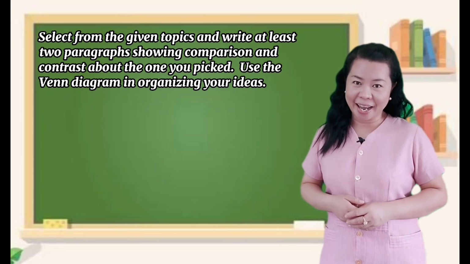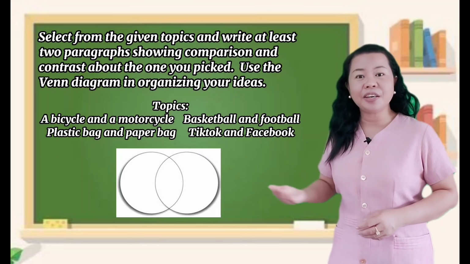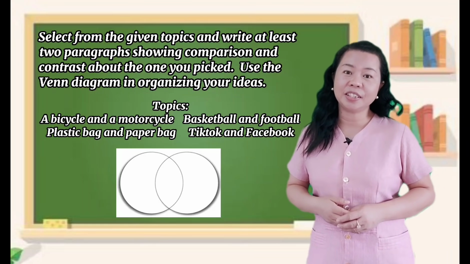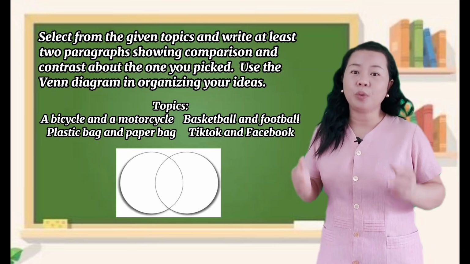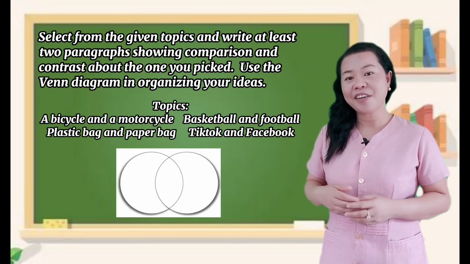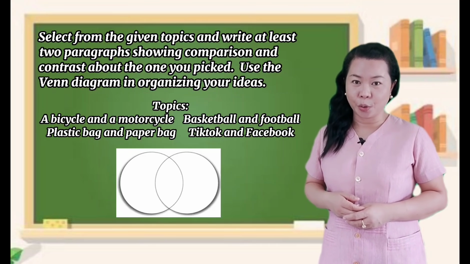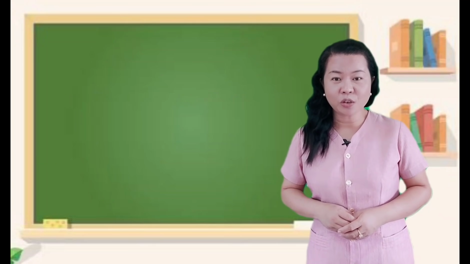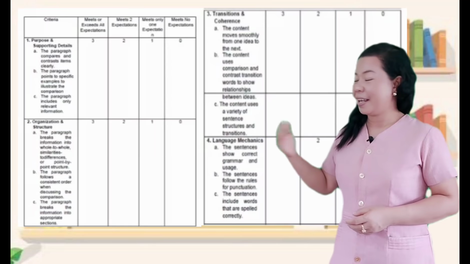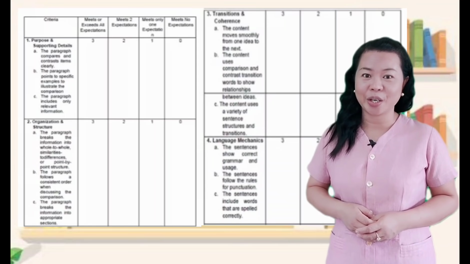Now here's your task. Select from the given topics and write at least two paragraphs showing comparison and contrast about the one you picked. Use the Venn diagram in organizing your ideas. Write your paragraphs on one whole sheet of paper. And here is the rubric for scoring your work.